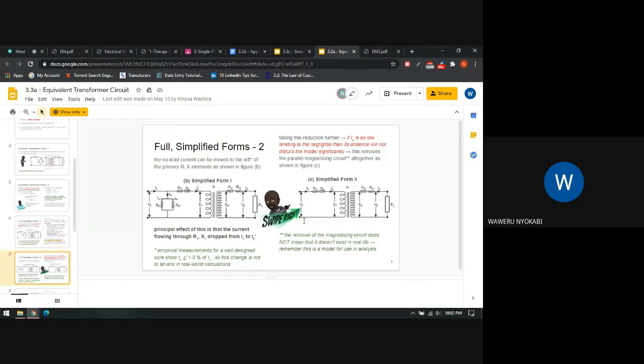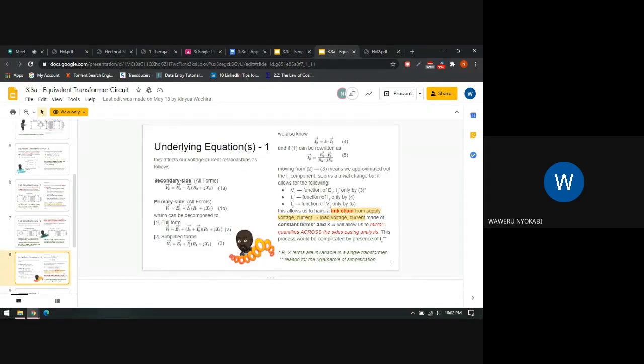The next question is, if I0, which is the no load current, is taken as non-trivial, meaning if it was significant, how is the link chain affected in terms of function dependency? First, I'm going to say what the link chain is. I'm going to touch on what the link chain is. Let me zoom in carefully.